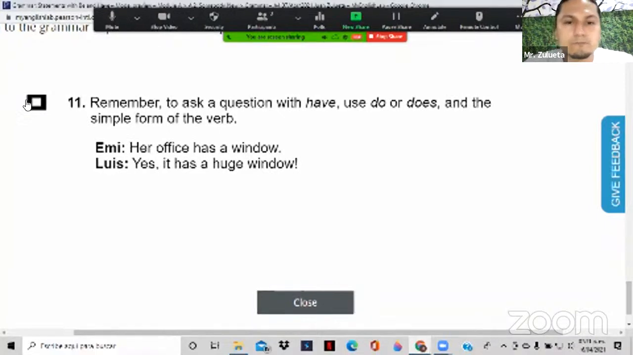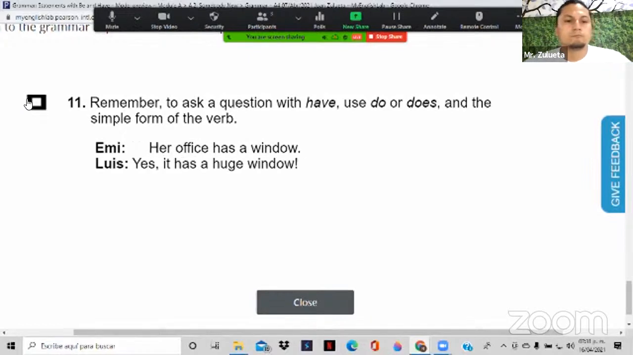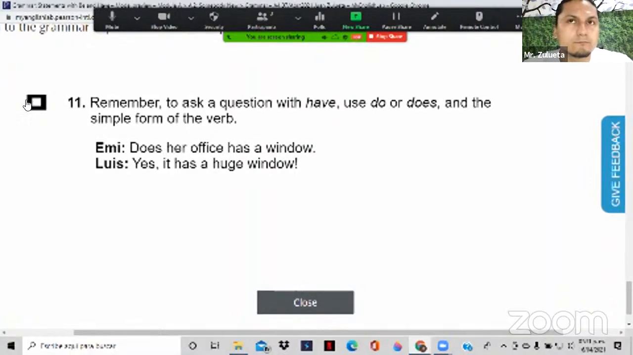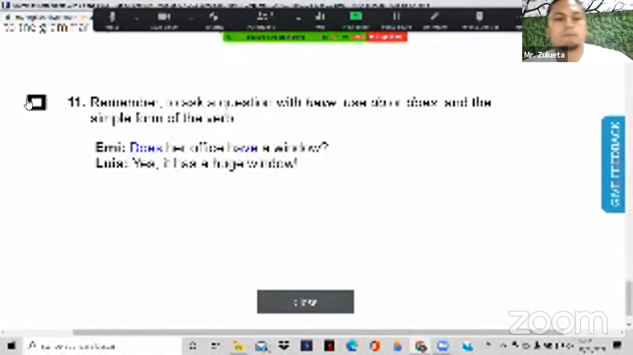Remember, to ask a question with have, use do or does, and the simple form of the verb. Her office has a window. Does her office have a window? Yes, it has a huge window. Okay, really important. Remember, this is called an auxiliary verb, okay? And who is he helping? The main verb of the question, which is have.